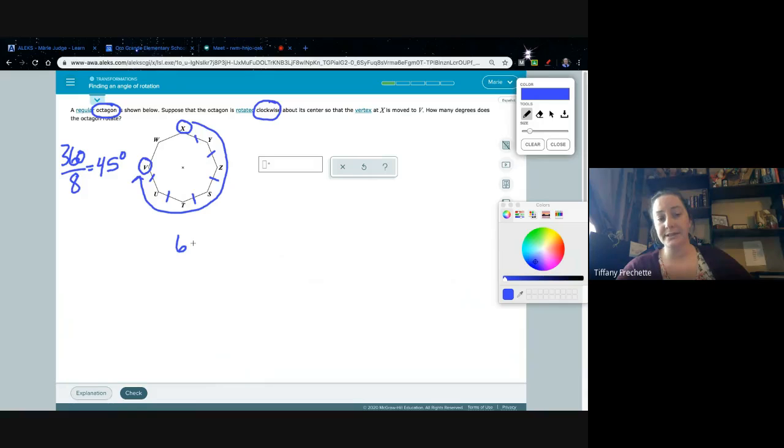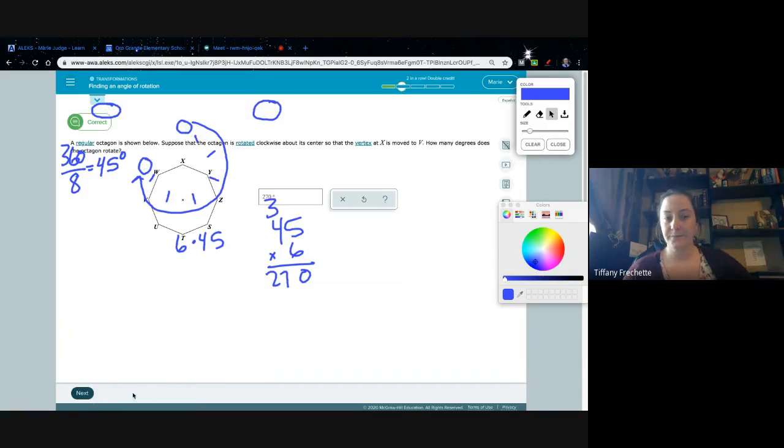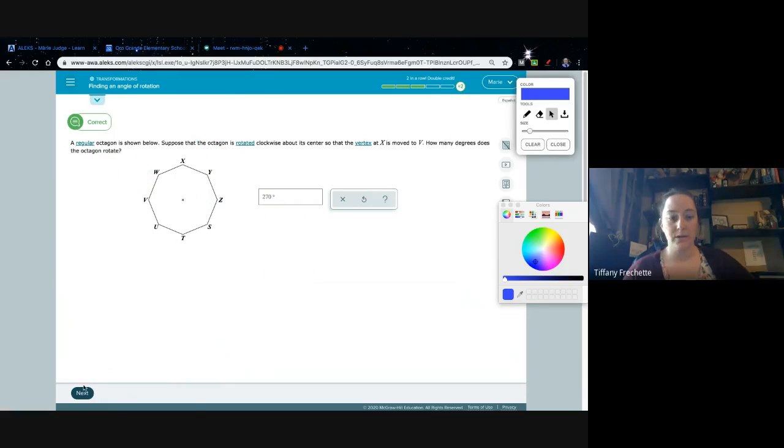I know I moved 6 of them, so I'm going to multiply 6 and 45. I don't like looking at it horizontally. I like looking at it vertically, so I'm going to change this up. So I have 30, 24, 25, 26, 27, so 270 degrees. So 270. Check. All right, one more.